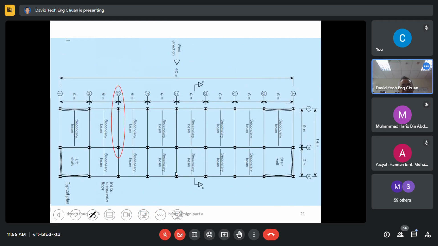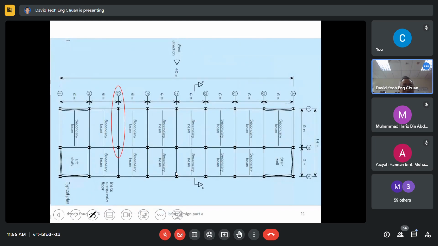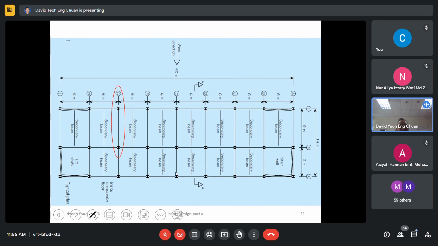Now, then you look at the floor plan. Just now was the cross section, so you look at a floor plan. Aliyah Izzati. Nur Aliyah Izzati. Yes, doctor. Okay, what grid line is the beam that we are going to design for? Beam G/1-2. That's the grid line of the beam. That's the address of the beam.